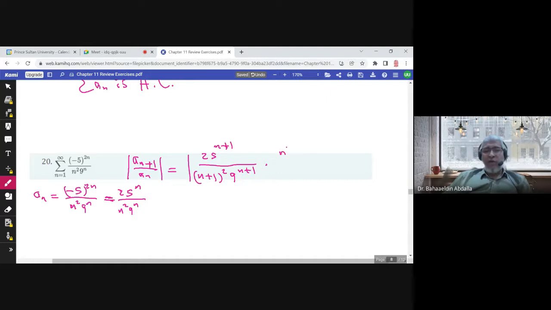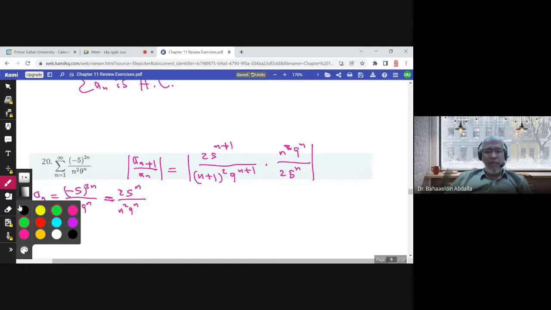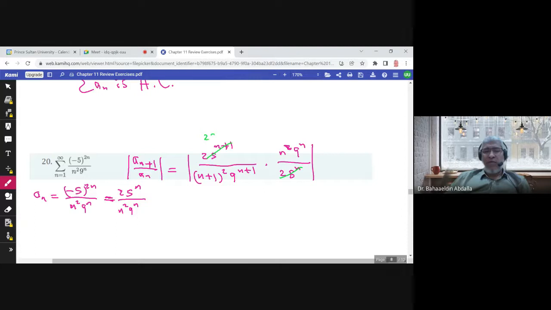So I'll have n square times 9 to the power n over 25 to the power n. Cancellations, I'll have 25 here, 9 here.